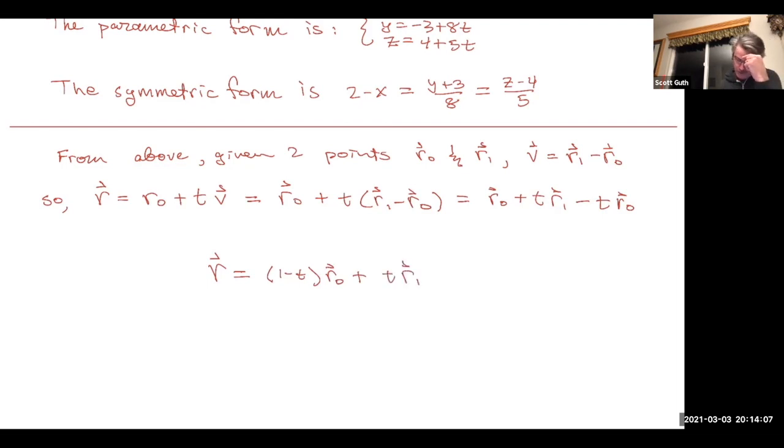Okay, so notice if t is equal to zero, then this term vanishes and you just get R naught. See? And if t equals one, then this term vanishes and you just get R1. Okay, so that's why that works that way. So at t equals zero, R is R naught. At t equals one, R is R1. Okay.